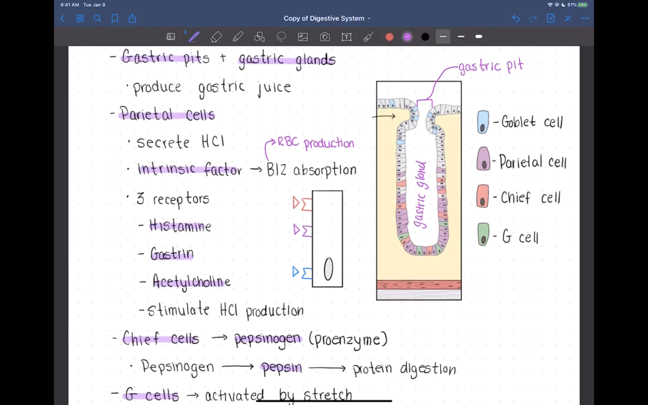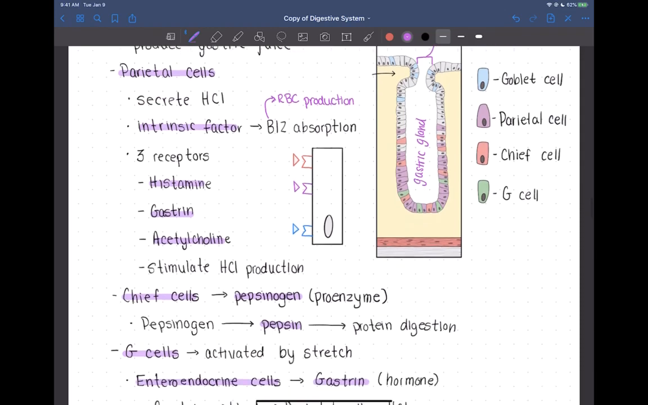Parietal cells have three types of receptors on them. All three of these receptors, when activated, will stimulate the production of HCl. For maximal production of HCl from these parietal cells, you would want to activate all three of these receptors. One receptor is activated by histamine, so when histamine binds, that will cause the cell to release HCl. The other one is activated by gastrin, which is a hormone. And the last receptor is activated by acetylcholine, the neurotransmitter.